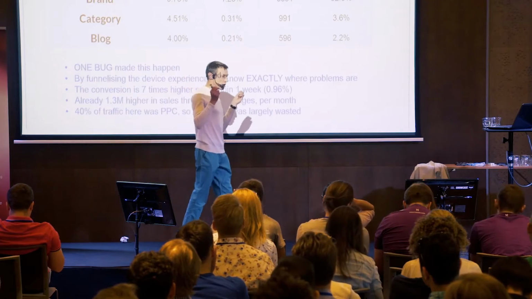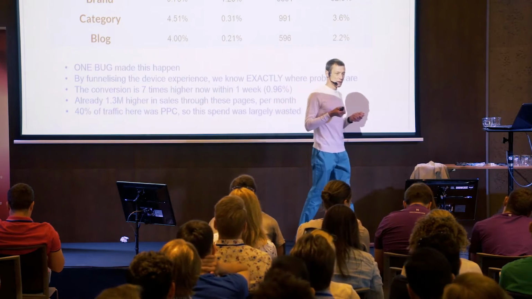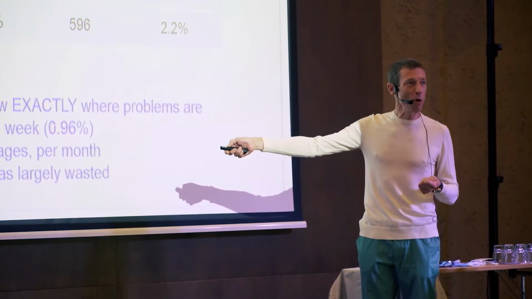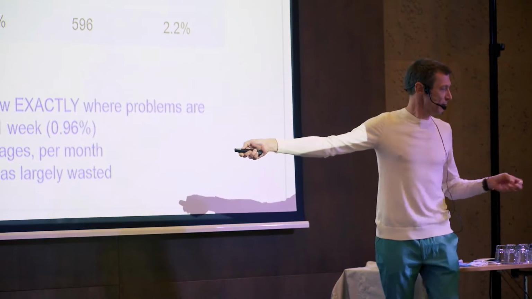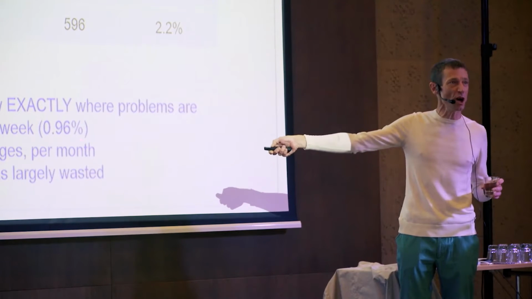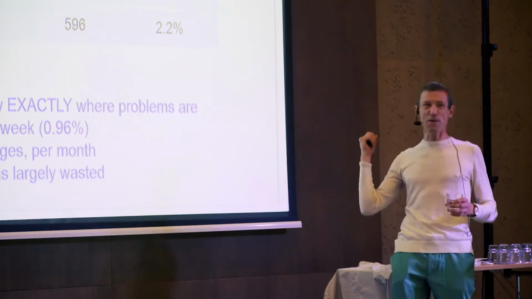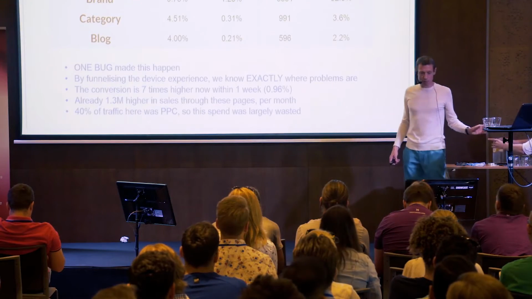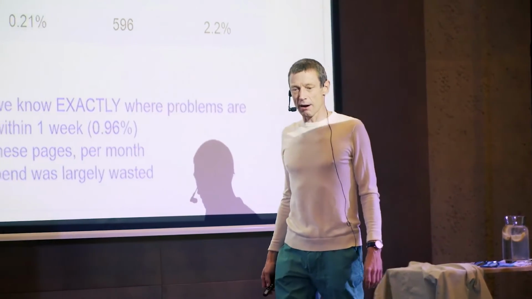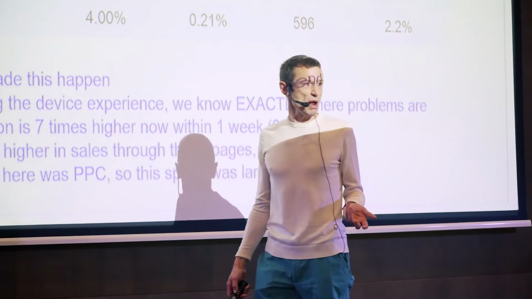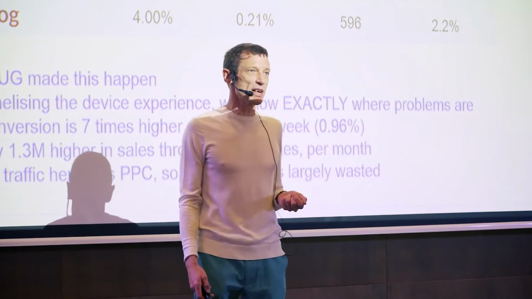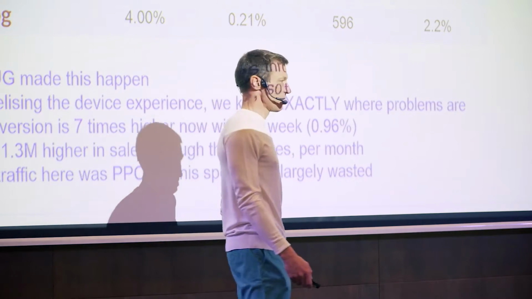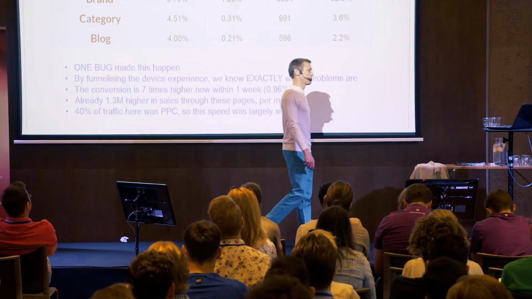And it took a few minutes to fix. And what did it go up to? Within 1 week, it went to 0.96%. More than 7 times higher conversion. Fucking amazing. So already 1.3 million higher in sales through these pages in a month. We didn't even need to run a test. The money came in the same day we fixed the bug. And it's still coming in.